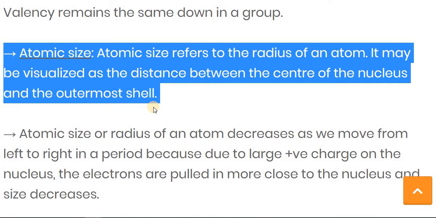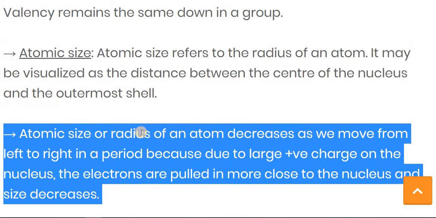The atomic size of the element decreases as the electronegativity increases, and due to that the electromagnetic force of the nucleus on the electron is increased. Due to that it pulls the electron towards it, and the atomic size of the element decreases. So the atomic size, or you can say the radius of the atom, decreases as we move from left to right in a period, because due to the large positive charge on the nucleus, the electrons are pulled in more close to the nucleus, and due to that the size is decreased.